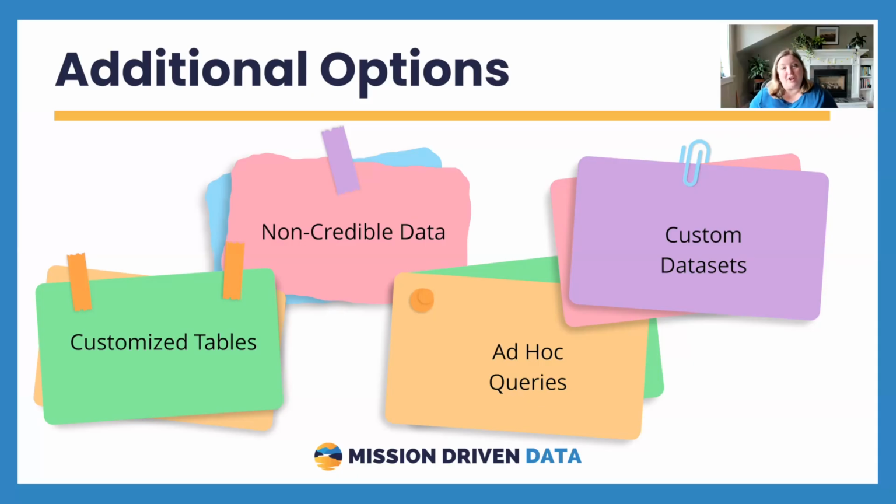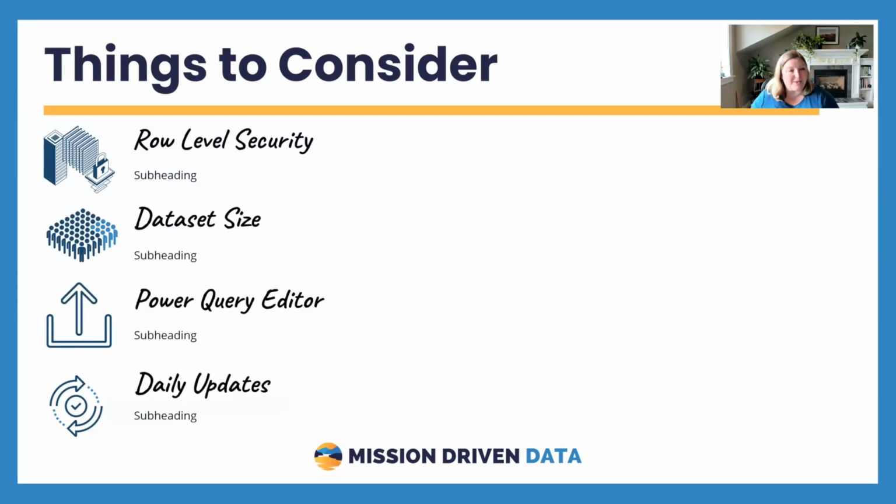Cool. Okay, so we've talked about all the cool things. I think then we do need to talk a little bit about things to consider, because there are some things we have to consider when we're publishing data sets or semantic models to Power BI. Oh, and I forgot to write out the subheading. Sorry, everybody, about the slide. But the subheading for data set size is that, is it okay if I skip row level security and talk about number one? Okay. So data set size.